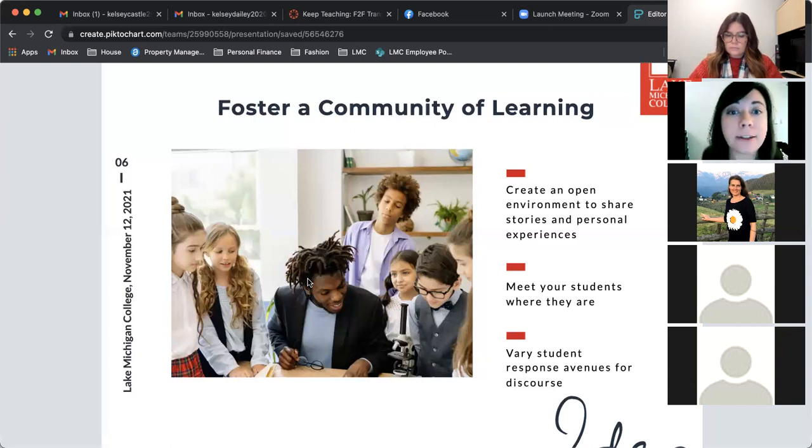And lastly, another way to foster a community of learning is by varying those student response avenues for discourse. So what we can do is diversify that content a little bit and show that there are different ways that we can engage our students, beyond just Zoom or the discussion board, by offering a variety of authentic assessments and assignments, and giving students a choice in their learning.